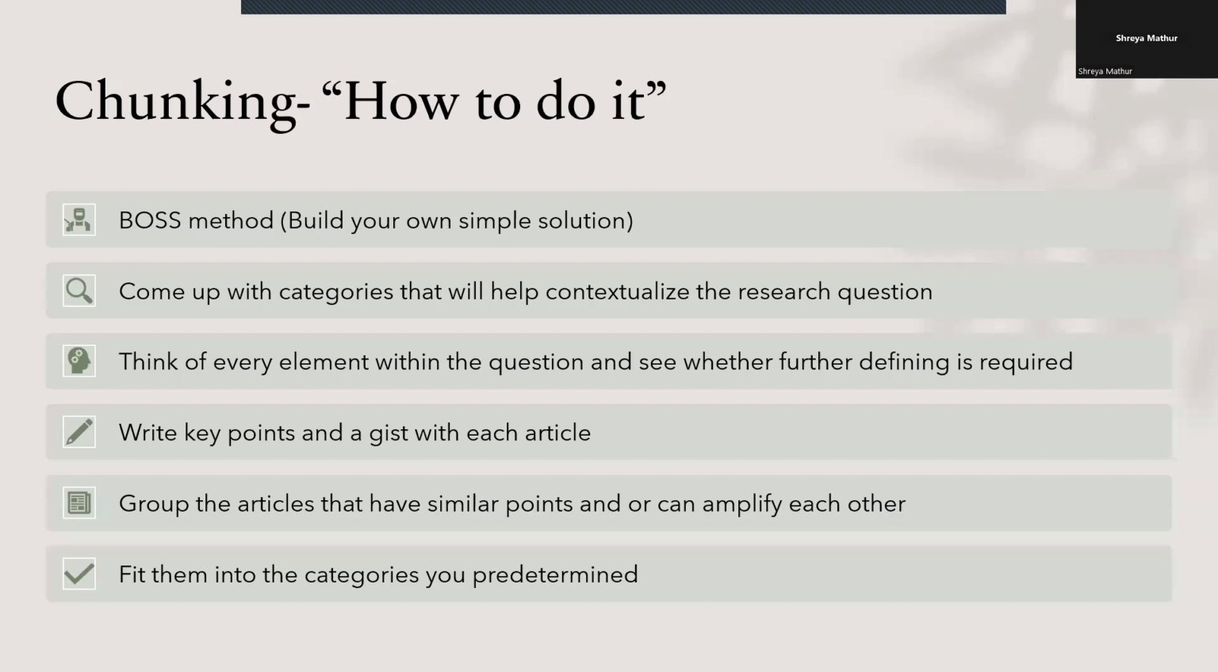All right, so when you do that, you have to do it for a class of papers. You don't want to have multiple categories within your literature review, so you use something called chunking. There's a method for chunking. I call it the BOSS method. It's simply build your own solution. If you've taken a standardized test and taken some coaching, or gone on YouTube, they talk about formulating your own answer to the question before attempting it. That's essentially what we're doing for the literature.